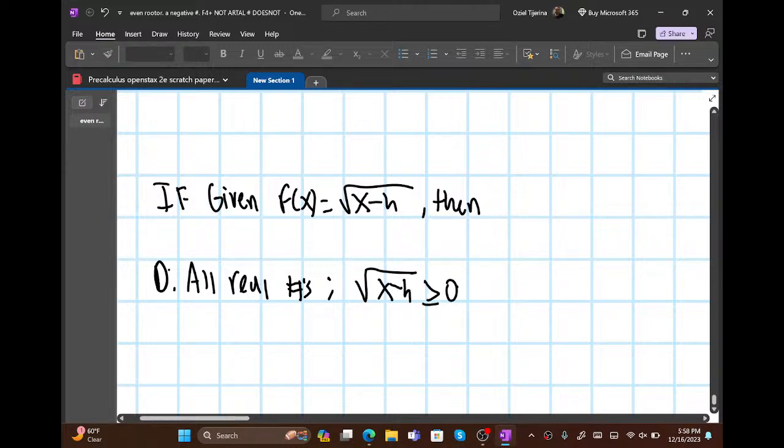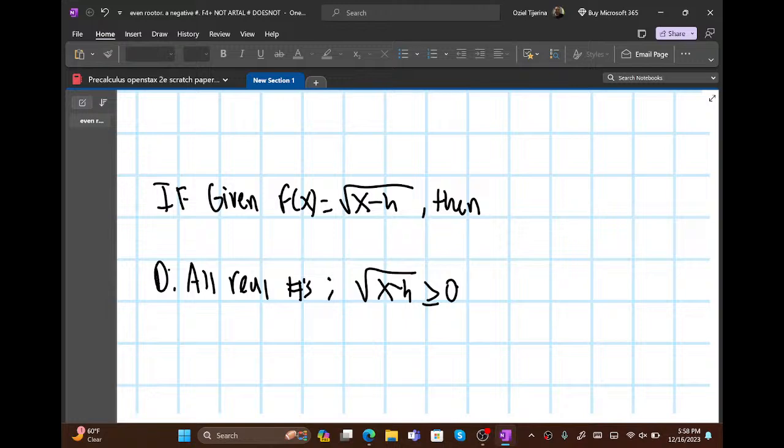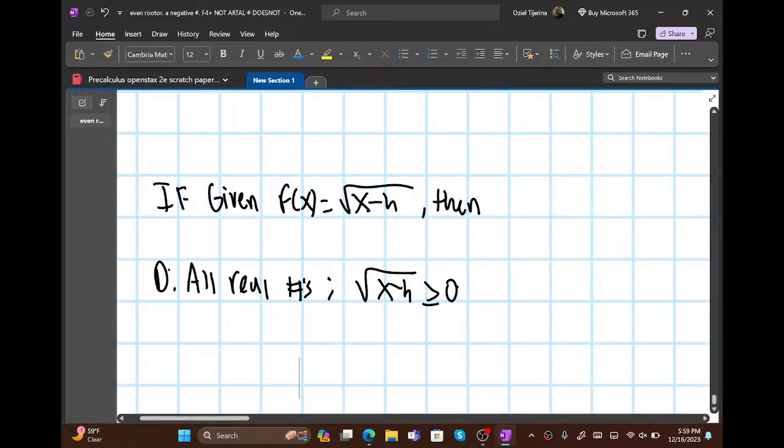There's a reason for this, and it's because we cannot have a negative in the square root. Anytime they tell you to find the domain of a square root function, you must make the inside greater than or equal to 0 and solve for x. Once you do that, you have to put it in interval notation. Okay? We cannot forget to do this. This is really important to find the domain of a radical function where the degree is even.